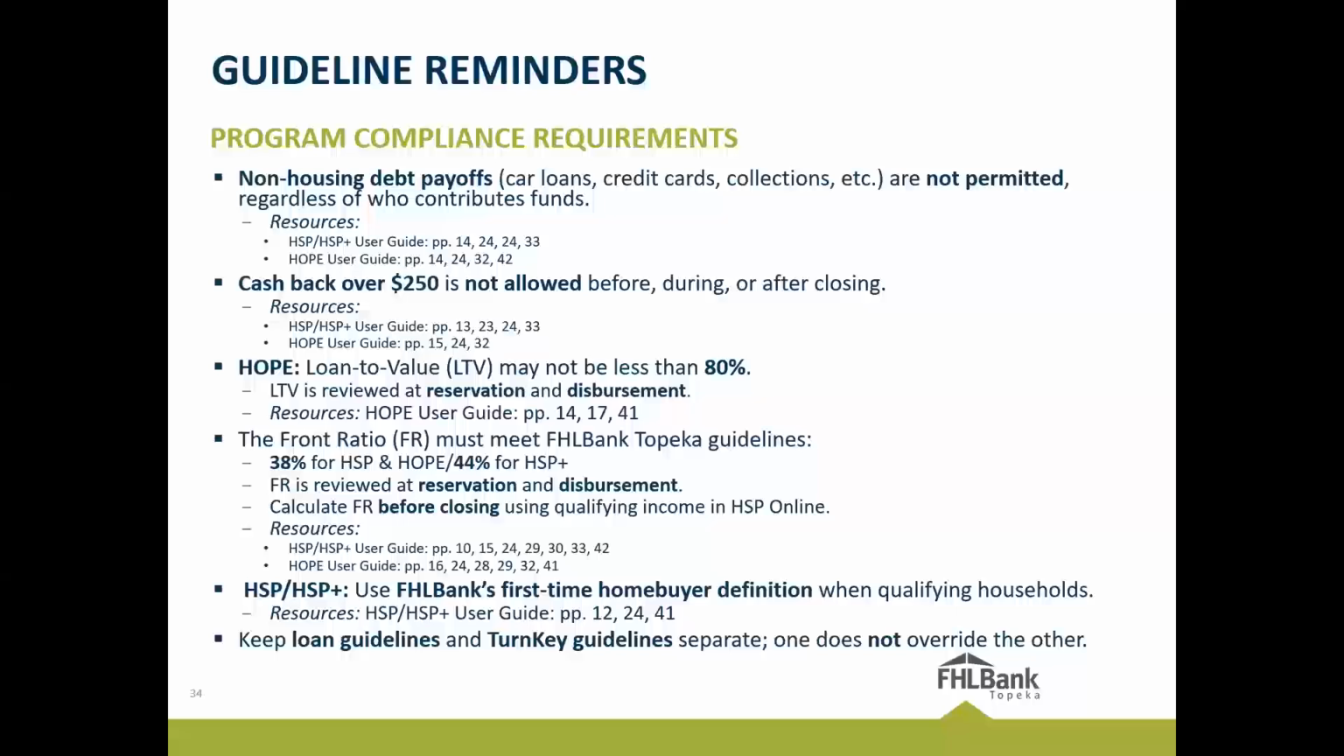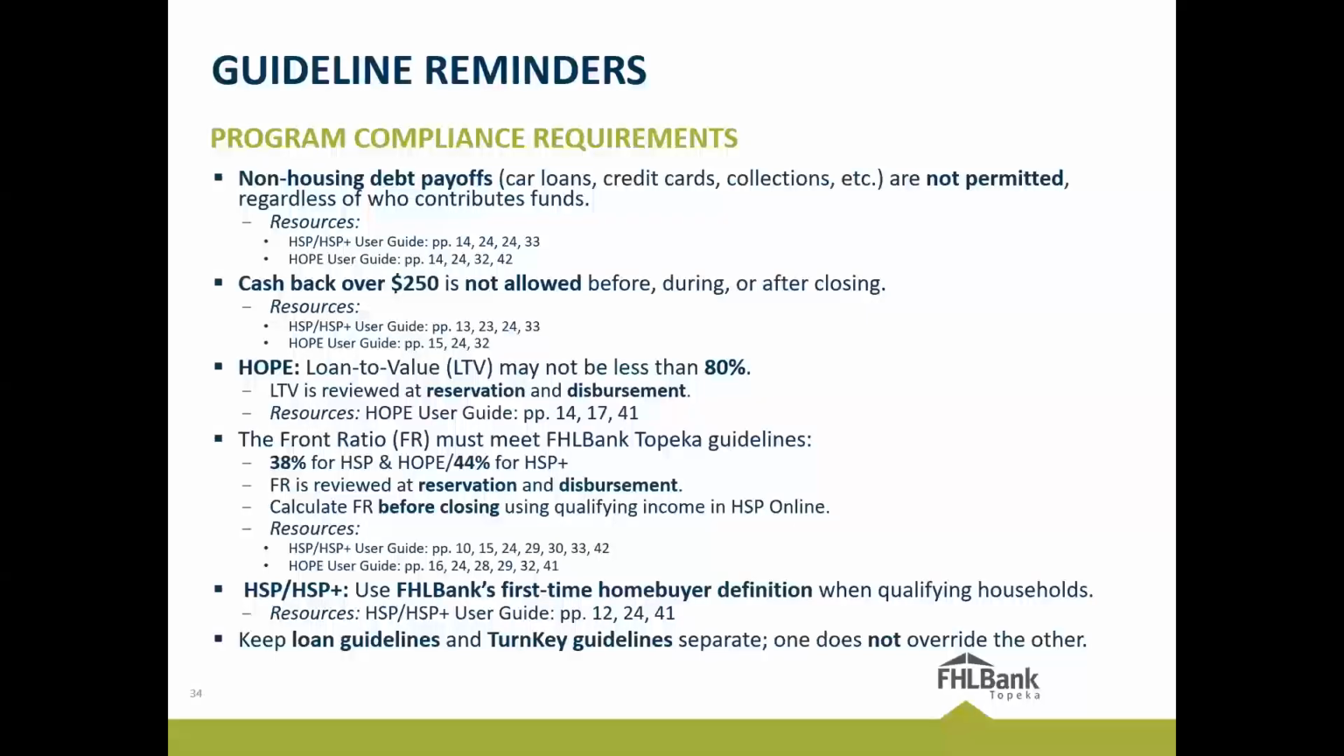Next, home buyers may not receive more than $250 in cash back before, during, or after closing. If while preparing the CD you notice that the home buyer will receive more than $250, there are a few easy ways to correct it. You can apply a principal reduction payment and show it on the CD, reduce the amount of the AHP subsidy, or reduce the amount of other sources going into the transaction.